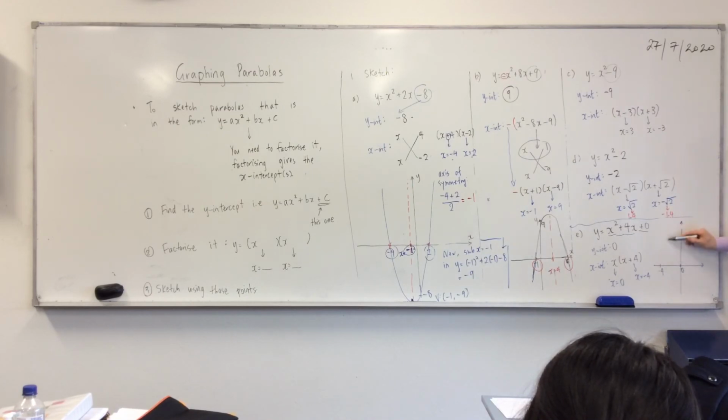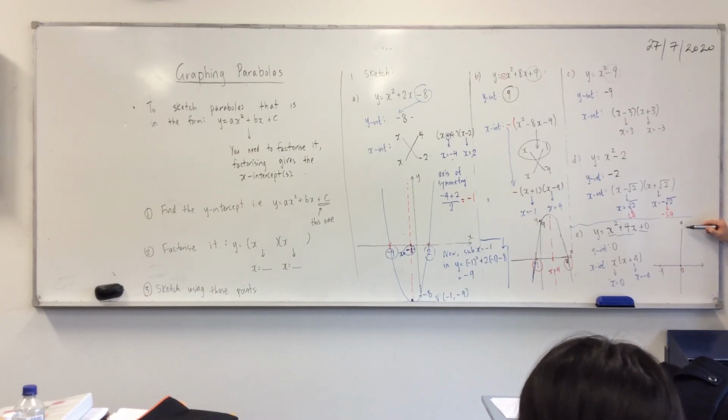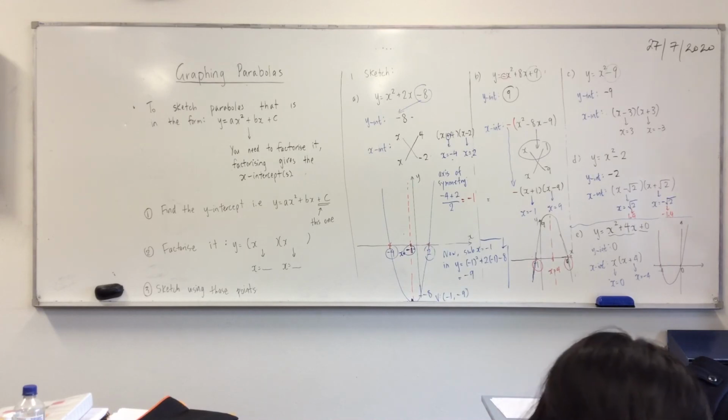Basically you've got those 2 points, and I was asking if it goes concave up or down, just to make sure the students know the basics. It's concave up because it's a positive sign in front of x squared, not negative.